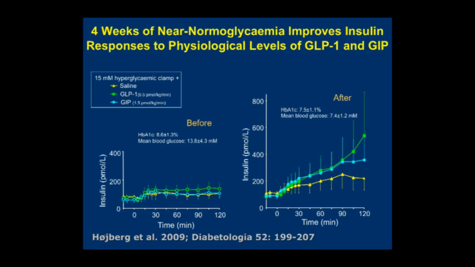And then you can ask the question, if hyperglycemia really is the culprit, how long does it take to take away the responsiveness to GIP and GLP-1, and how much would it take to regain the ability to respond to incretin hormones in those beta cells?